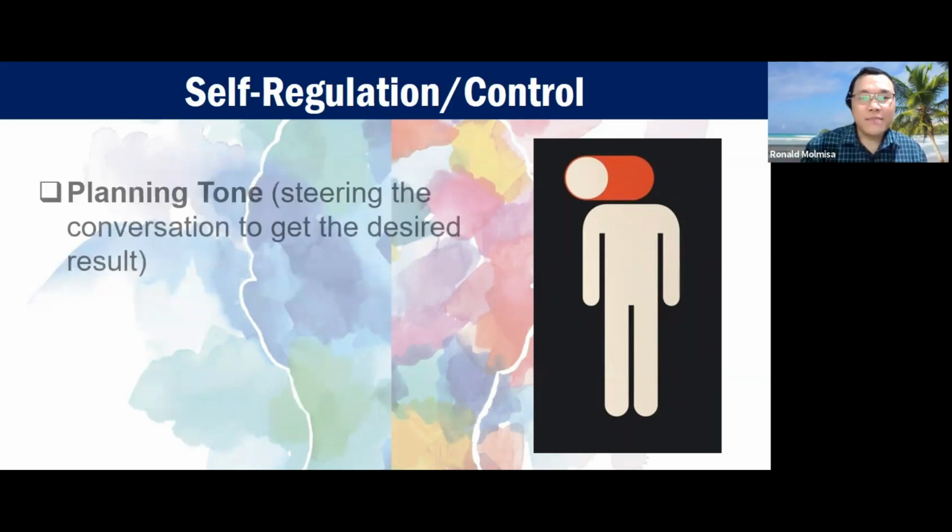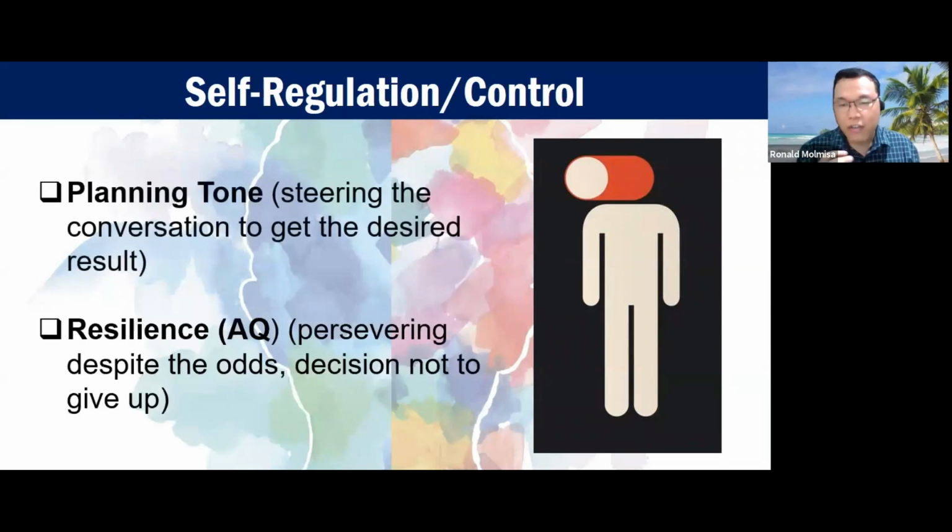Okay? At ito, the planning tone. If you're regulated and with control, you have this ability na i-steer yung conversation. Kunyari, ito example. Well, kung bata-bata kayo, teenager, yung mga kabarkada mo, nag-uusap naman kung ano-ano, mga kalaswaan at kung ano-ano. Pero if you have self-regulation control, you can steer the discussion.